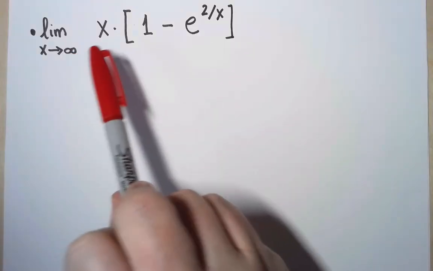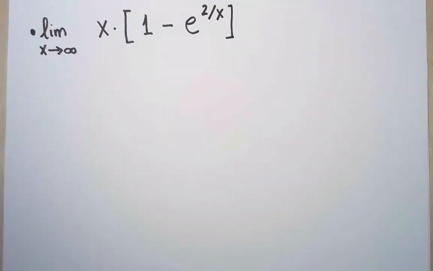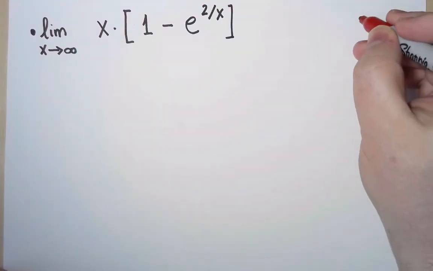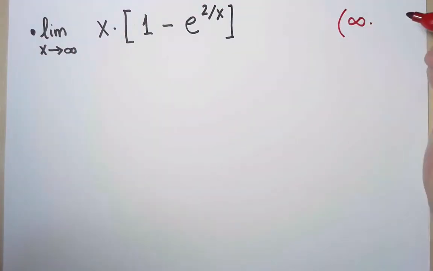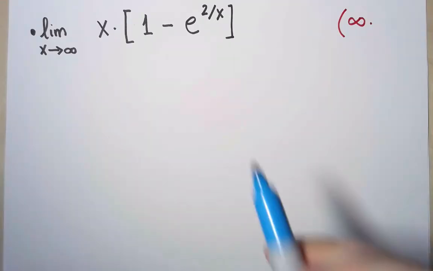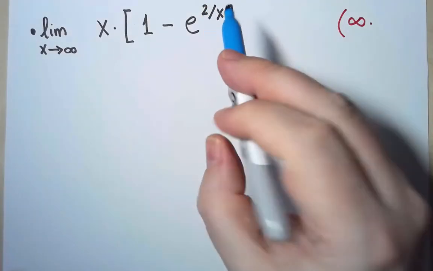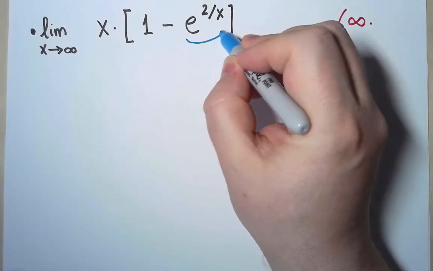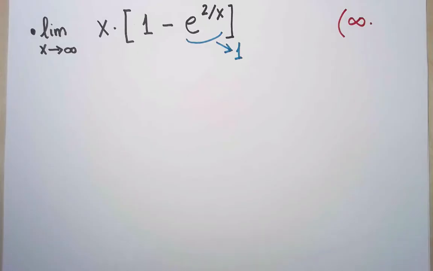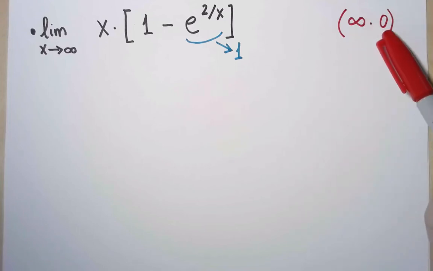This function is a product. Let's look at the two factors. The first one is easier. It has limit infinity. But what about the second? Well, as x approaches infinity, 2 over x will approach 0. And therefore, e to the 2 over x will approach 1. So the thing inside the brackets will have limit 1 minus 1, or in other words, 0. So I get infinity times 0.